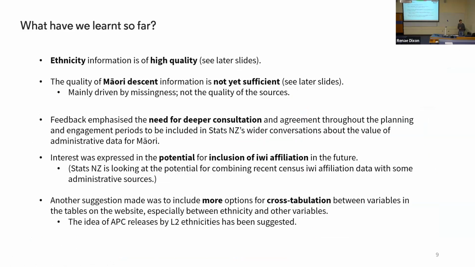Maybe, what have we learned so far? The first thing is, and maybe it's a bit of a selection of the things we've learned, there's of course a lot more detail to this as well. The first one being that the ethnicity information, at least for level 1 and 2, is actually of fairly high quality. And I'll go into a bit more detail in some of the later slides.